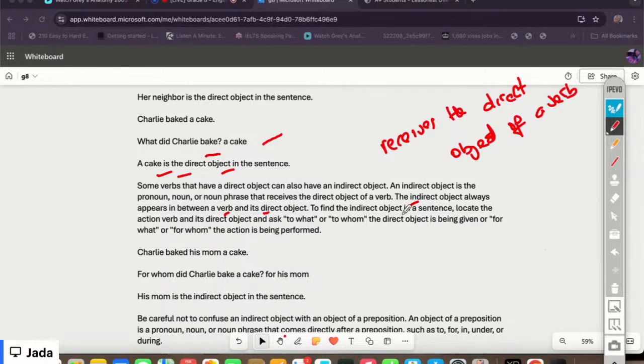To find the indirect object in a sentence, locate the action verb and its direct object and ask to what, to whom, or for what, for whom the action is being performed. Then we say: Charlie baked his mom a cake. For whom did Charlie bake a cake? His mom. His mom is the indirect object in the sentence.